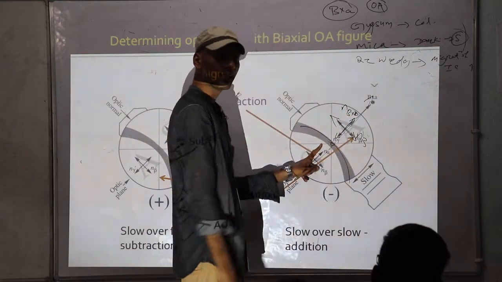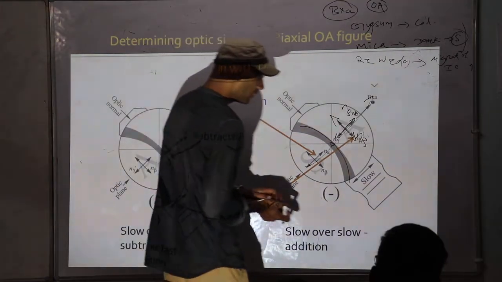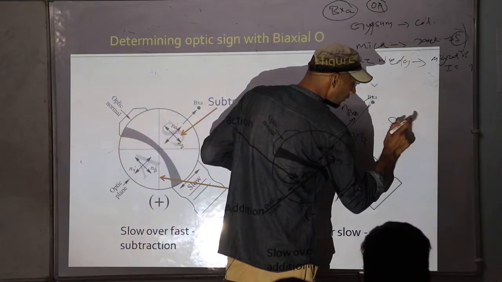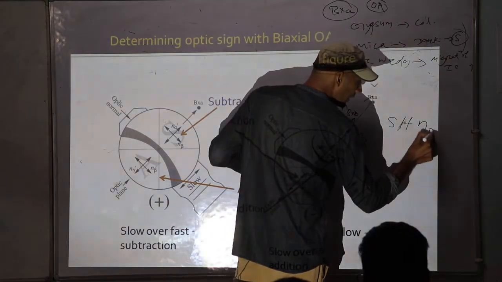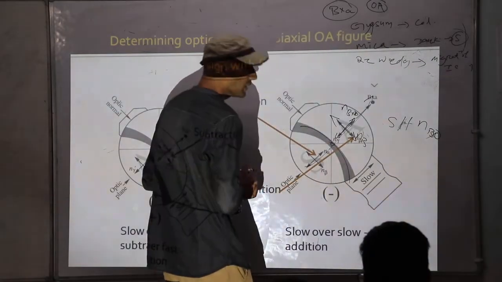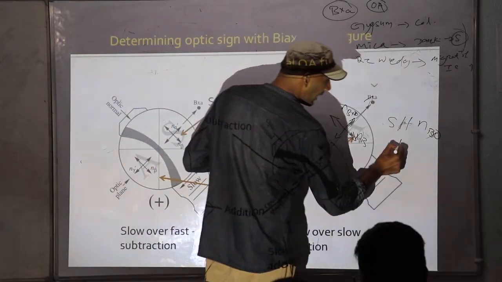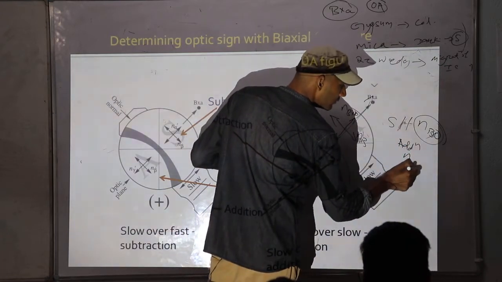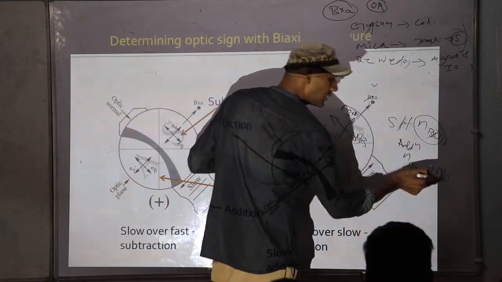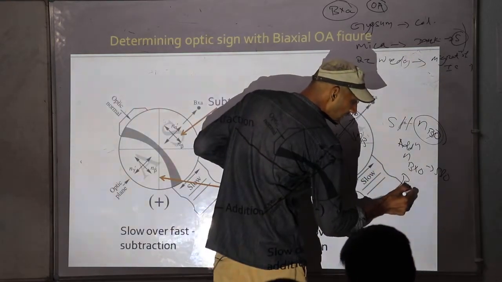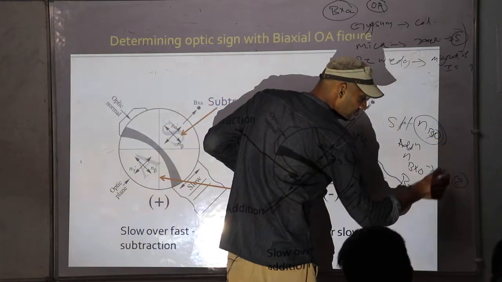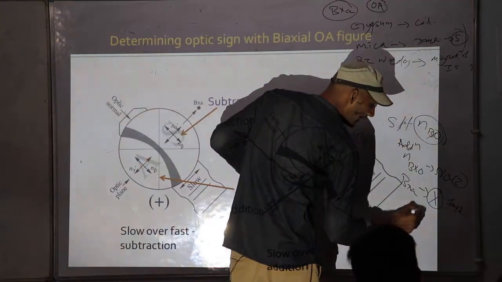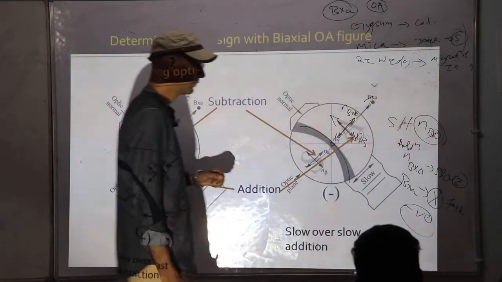Okay, now you can put the same fundamentals that were used in the previous case. We are seeing that slow is parallel to n BXO. That means obtuse bisectrix, you are seeing addition. That means BXO is slow. If BXO is slow, acute bisectrix is fast, not Z. So acute bisectrix is X or fast. So mean line is negative.